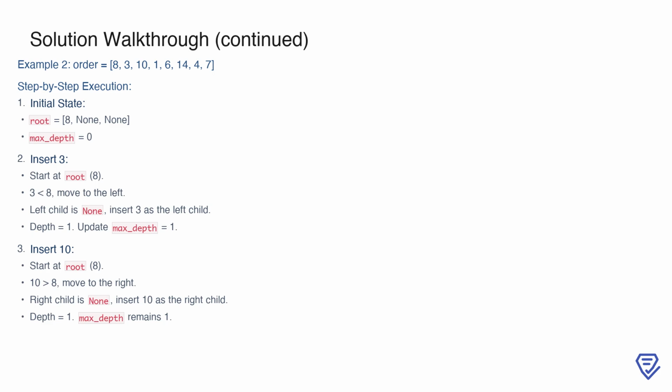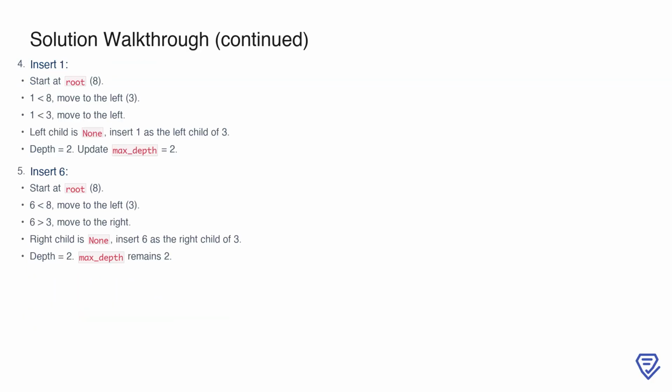Next, we insert 10. Starting at the root, 10 is greater than 8, so we move to the right child. This position is null, so 10 is inserted as the right child of 8. The depth of this insertion is also 1, so the maximum depth remains 1.